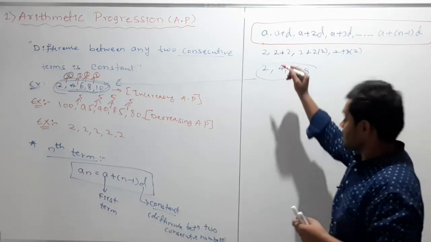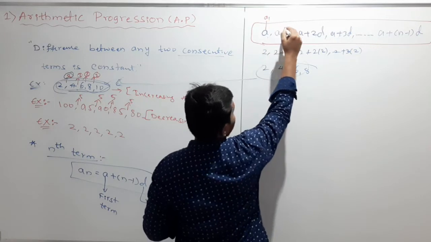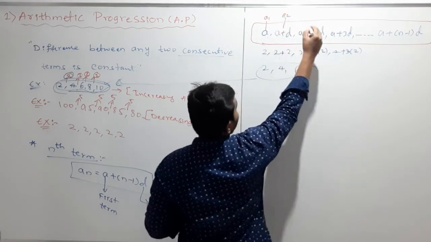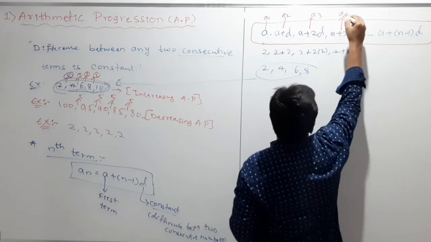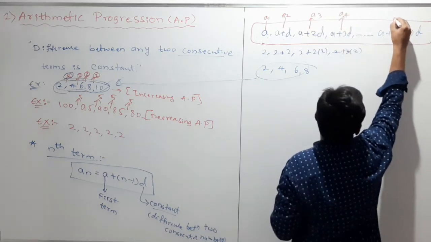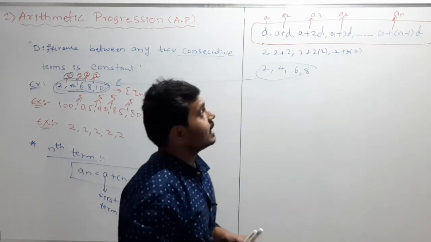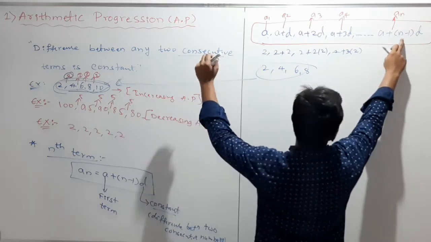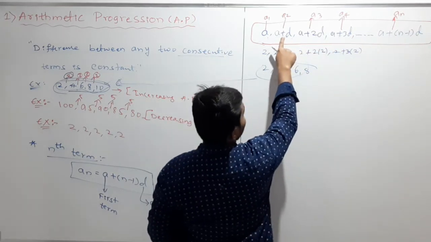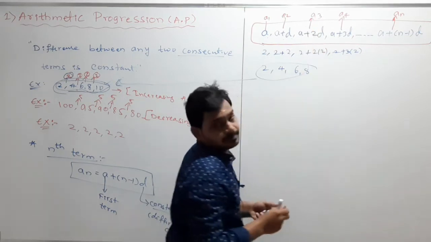Clear? You can also write the first term as a1, then a2, a3, a4, and the last term is the nth term. So the nth term will be a + (n - 1) d. Why is it a + (n - 1) d? In the first term it is 1 into d, in the next it is 2 into d, and so on for the third term.